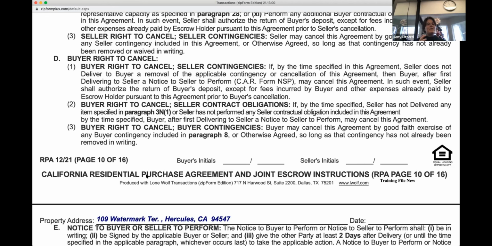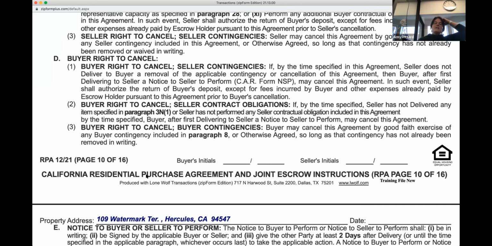So that has to do with all of the statutory disclosures and the HOA information and leased or liened items. So all that stuff's supposed to be delivered by the seller. If it's not, the buyer doesn't have to just sit around and wait, they can cancel. You have to issue that notice to perform first.